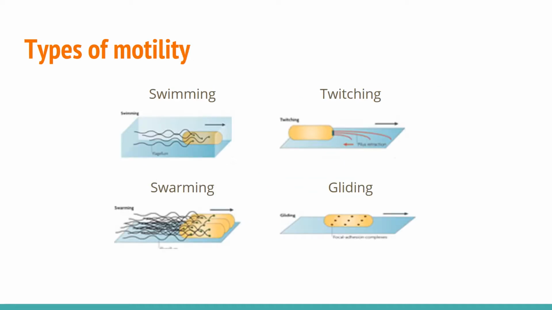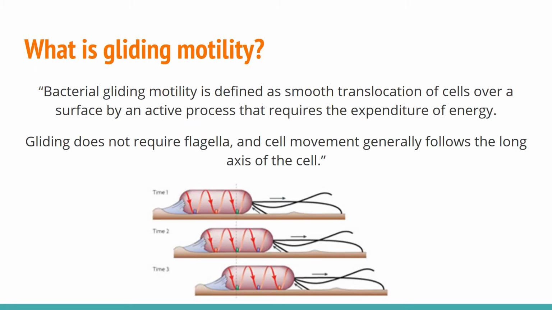There are 4 different types of motility: swimming, twitching, swarming, and gliding. Today we'll be focusing on gliding. Gliding motility is defined as smooth translocation of cells over a surface by an active process that requires the expenditure of energy. Gliding does not use flagella. Instead, it uses pili, which are used in bacterial conjugation.